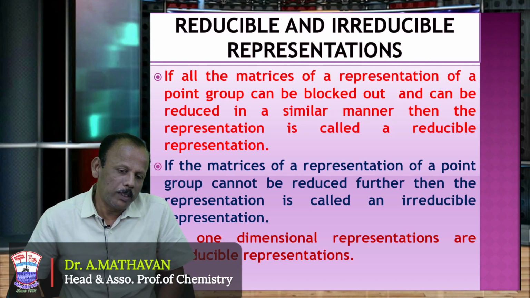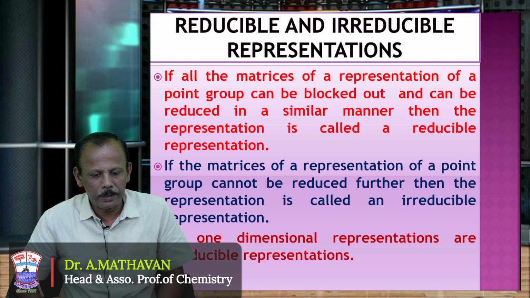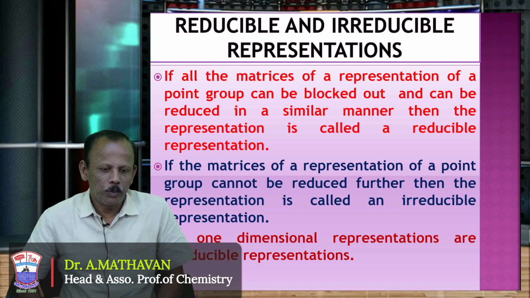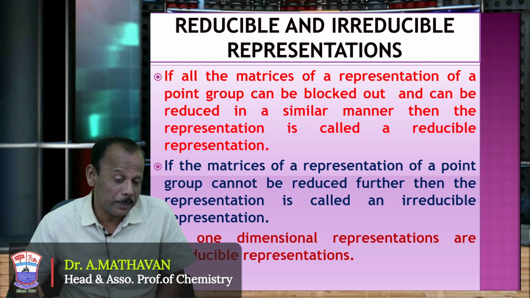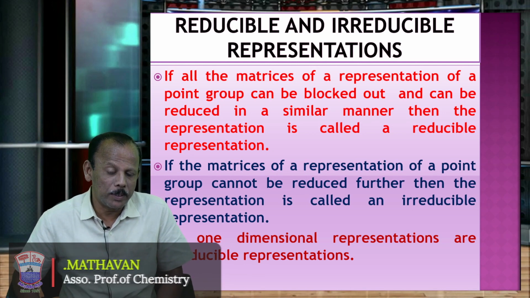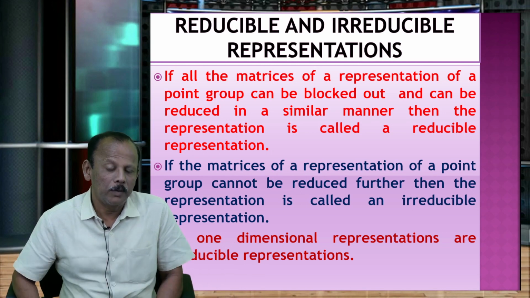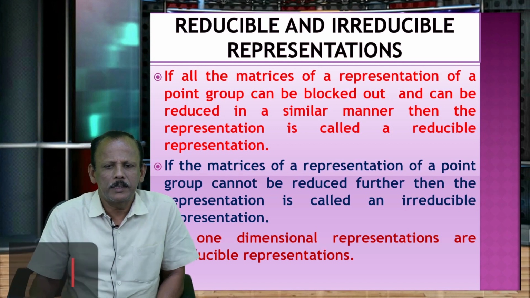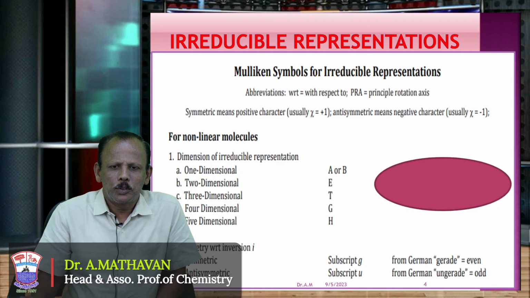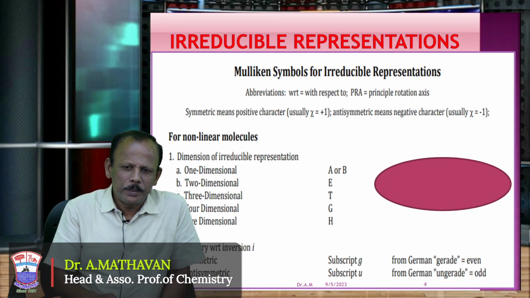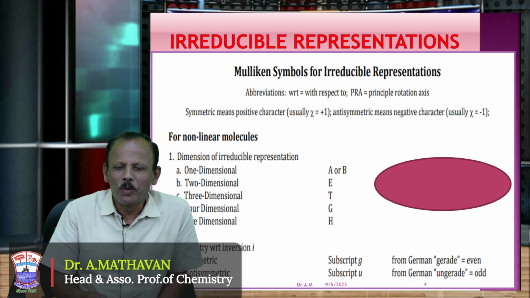We can also use more than one coordinate, that is, multi-dimensional. Suppose one coordinate gives 1-dimensional, 2 coordinates 2-dimensional, and 3 coordinates 3-dimensional; more than that we call a multi-dimensional representation. All the multi-dimensional representations can be reduced into lower ones, which is called a reducible representation. Generally all one-dimensional representations are called irreducible representations. These representations are represented by a symbol given by Mulliken.